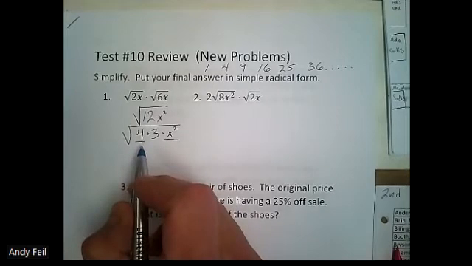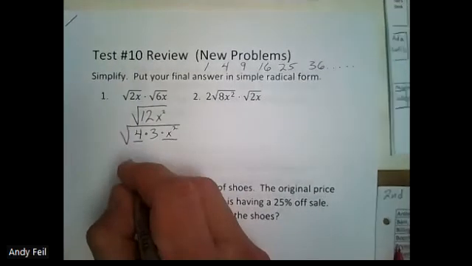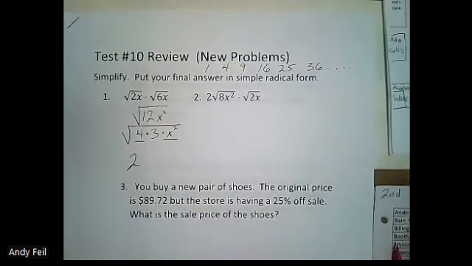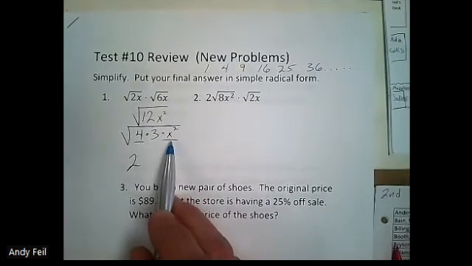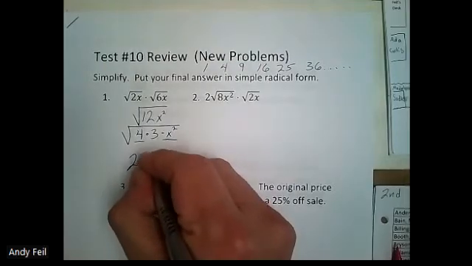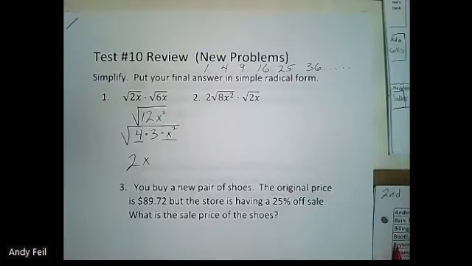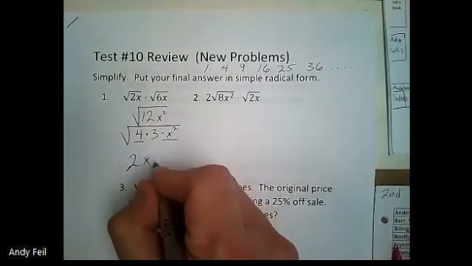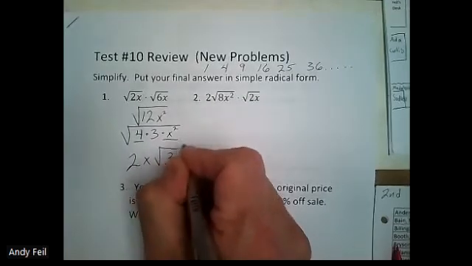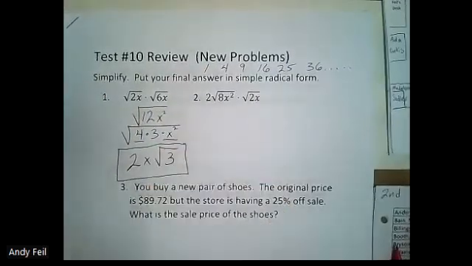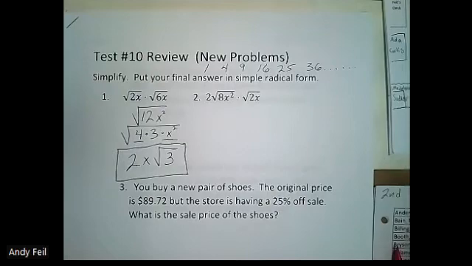When the 4 comes out, what does it become? Because the square root of 4 is 2. And what is the square root of x squared? It's x. Again, that's the hard part that a lot of you had trouble with. The square root of x squared is just x because x times x is x squared. The thing that's not perfect, the 3, stays on the inside. And so in simple radical form, you get 2x times the square root of 3.